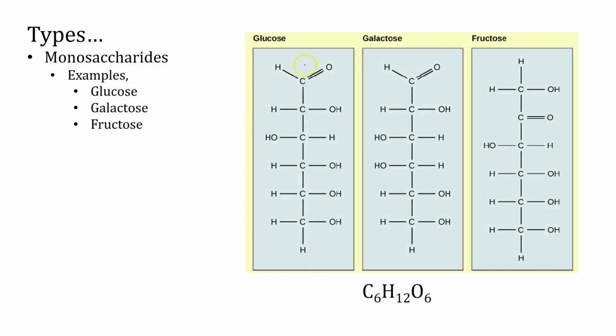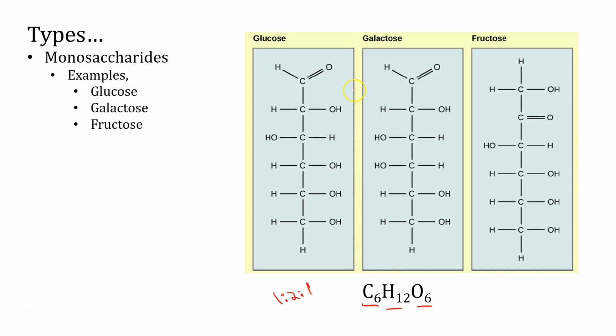Here's a diagram showing these 3 different types, and you can see they're going to be pretty similar, right? They all have the same formula, C6H12O6, and that goes along with what we said earlier, that there's usually a 1 to 2 to 1 ratio of carbon, hydrogen, oxygen, and we see that here, 6-12-6. And so these are 6 carbon sugars. We call these hexose sugars. If it was a 5 carbon sugar, we'd call it a pentose sugar.